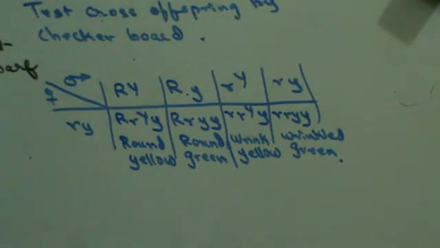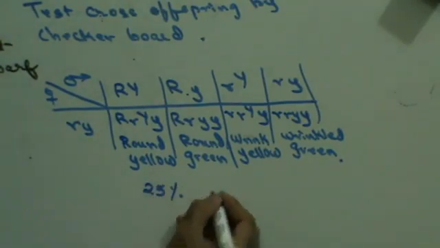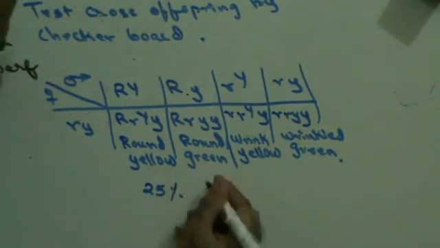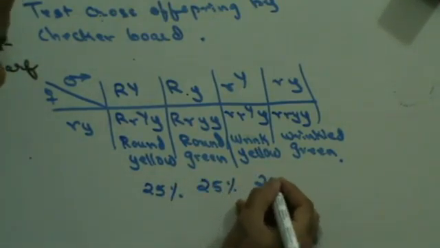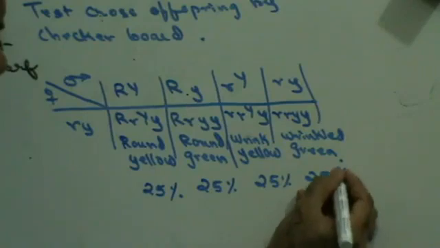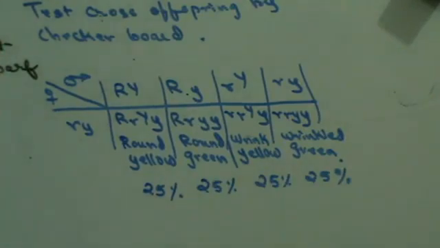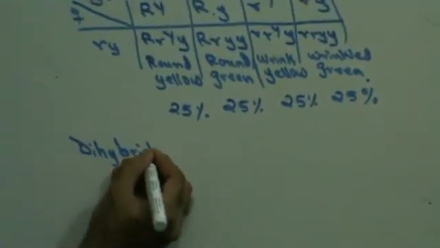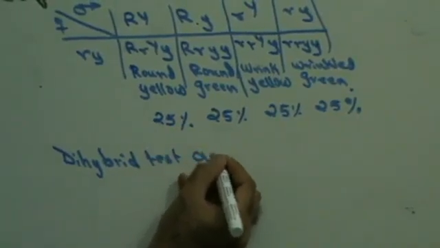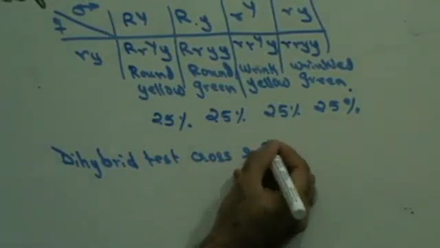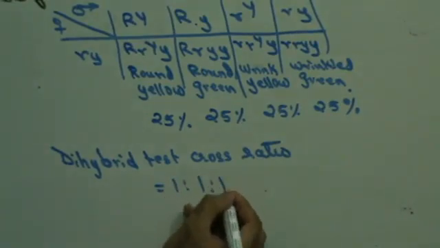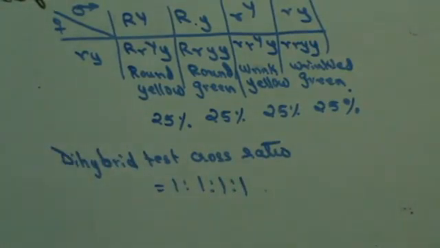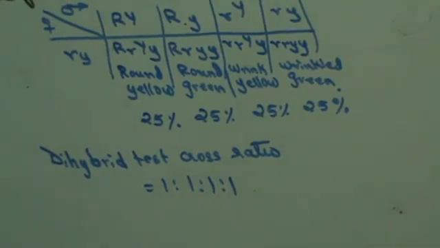Since there are 4 different types of output, what is the possibility of each type of output? The possibility of each type of output therefore is 25%. So in that case, my dihybrid test cross ratio should be 1:1:1:1. That will be my dihybrid test cross ratio. Next, why do I need to study this? Significance of test cross.